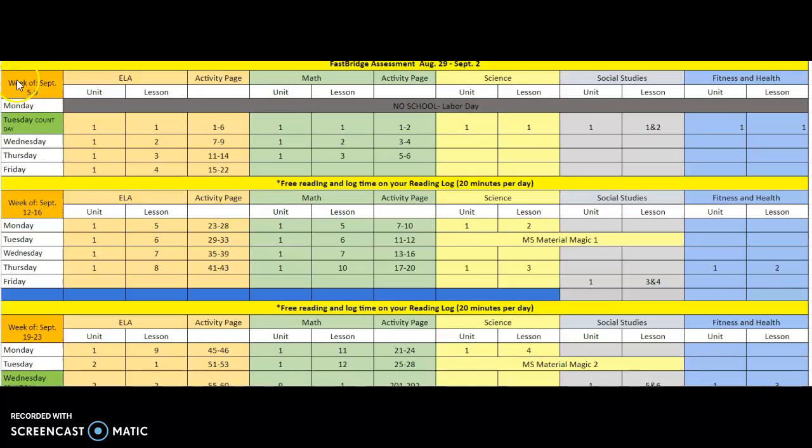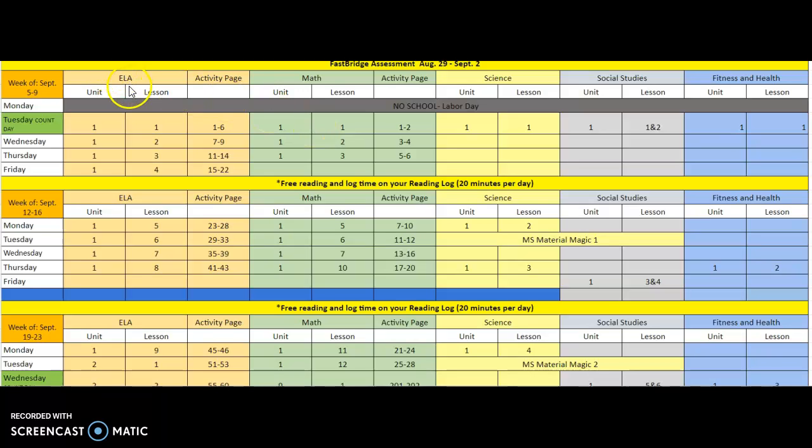So if we start with the week of September 5th through 9th, you can see again, Monday, no school for Labor Day, so no lessons are due. On Tuesday, it is count day, so there is going to be more assigned on this count day. We will go over that in one of the orientation sessions the week of August 29th. So don't worry too much about that right now.